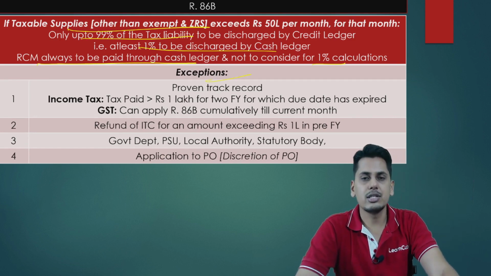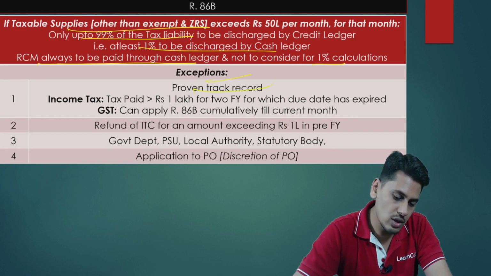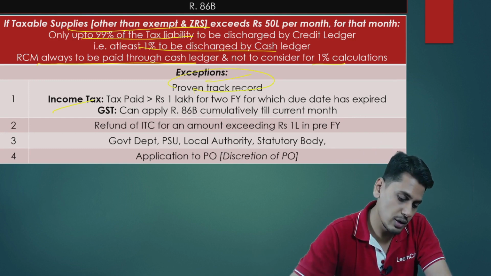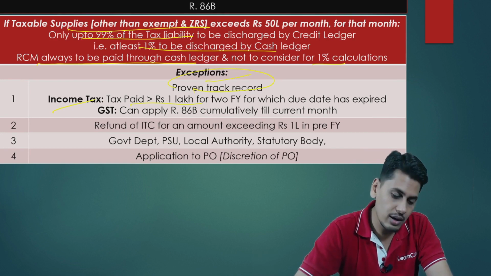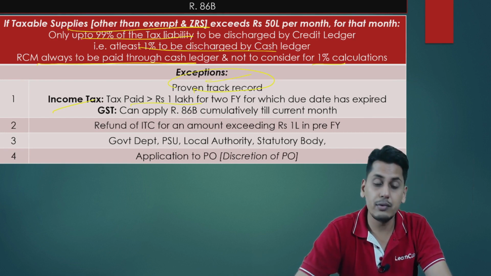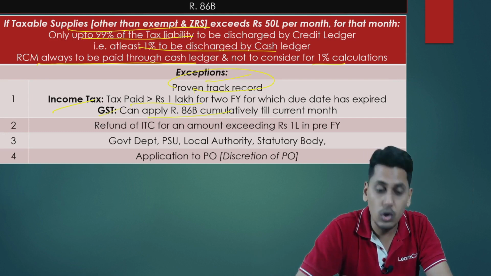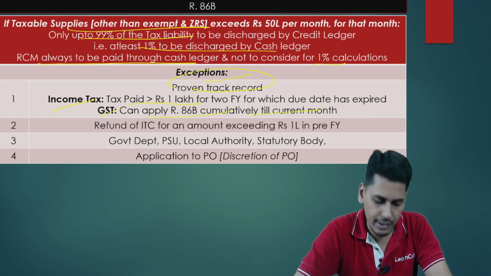Are there some relaxations which are given? The answer is yes, based on proven track records. As regards income tax is concerned, if you have paid tax more than a lakh for 2 financial years for which the due date has already expired. As regards GST is concerned, they can apply Rule 86B cumulatively till the current month.